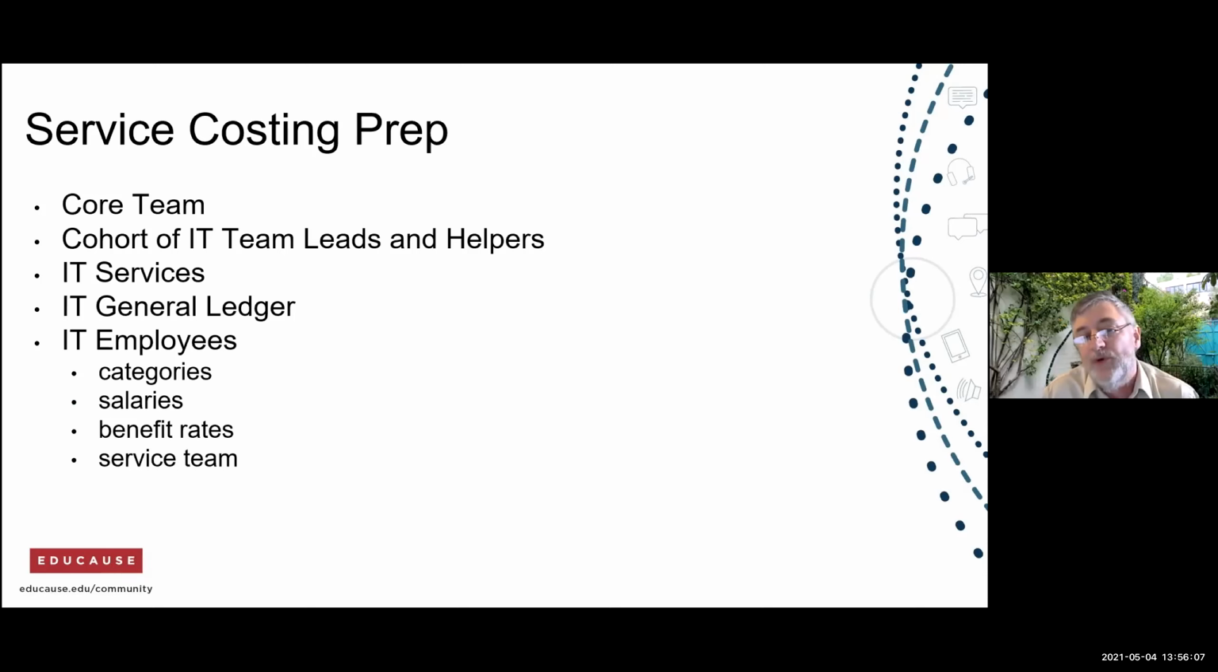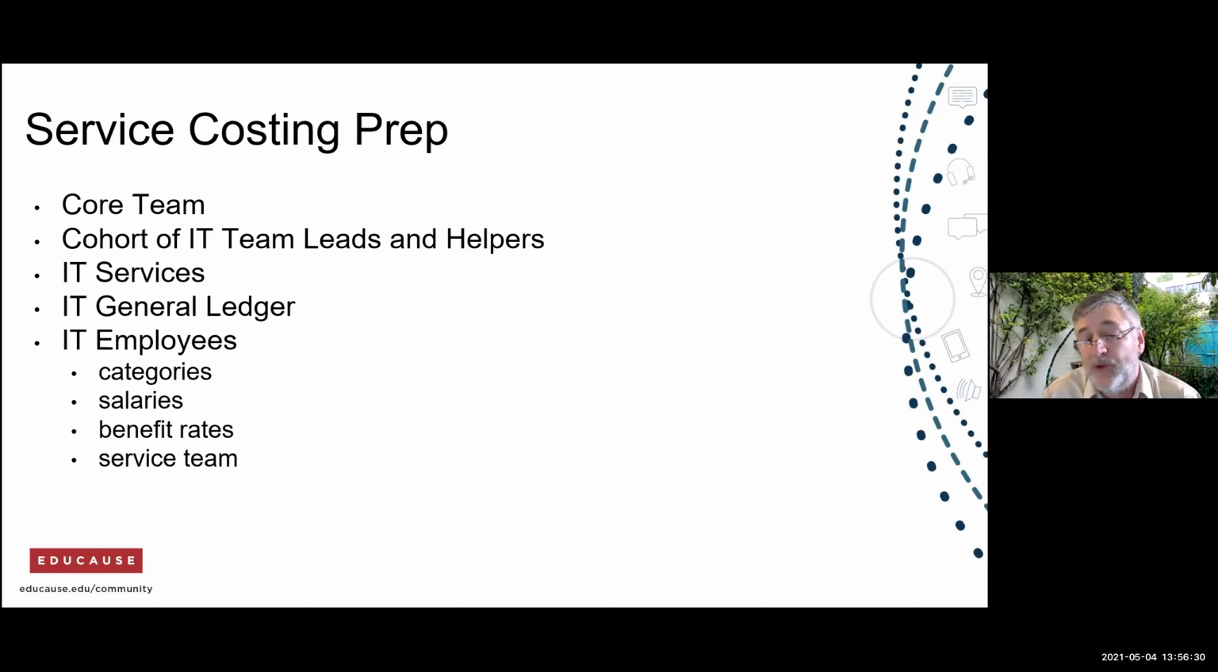Next, I want to go over the tasks that are actually involved in the annual activity of doing this. So we have a core team comprised of the activity lead, it's myself at this point, our IT partner from finance, some hardy IT team leads representing participants in the process, and our developer. We also form a cohort of IT team leads and anyone they designate to help them.